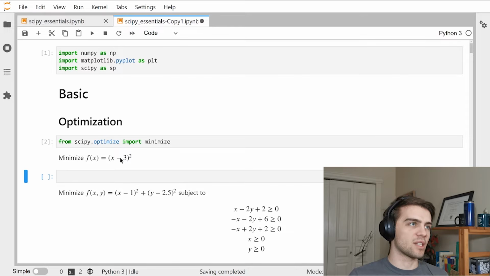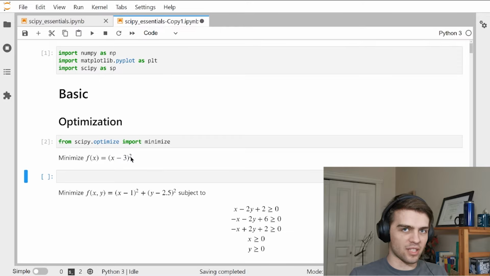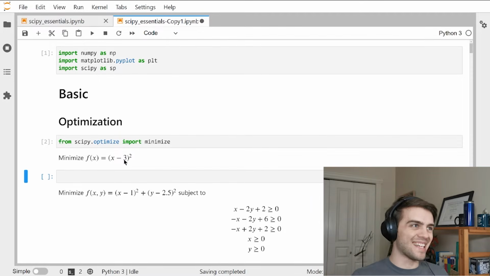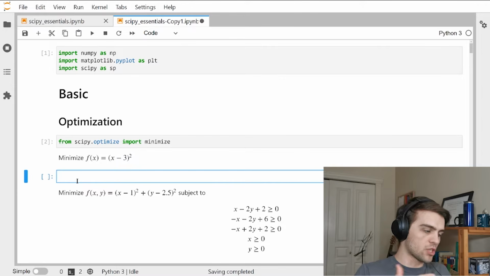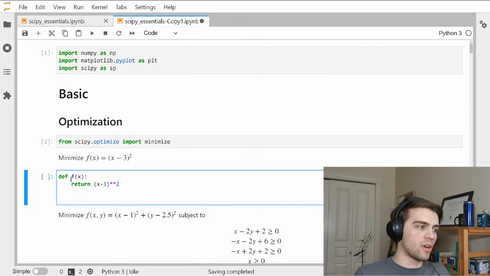Minimize the function f of x is equal to (x minus 3) squared. Now you would know how to do this using regular calculus techniques, but of course when functions are more complicated, there's not always a technique. So how do we do this? Well, the first thing you do is define a function, and I'm just going to say it returns (x minus 3) squared. So that's our function, which I'm going to call f.